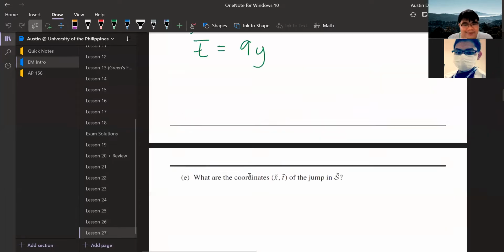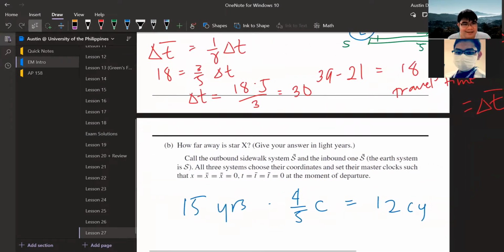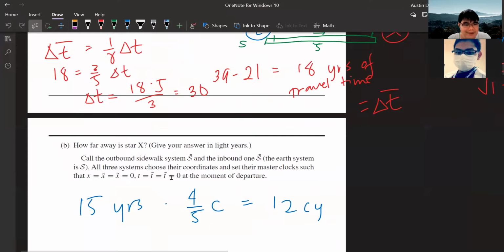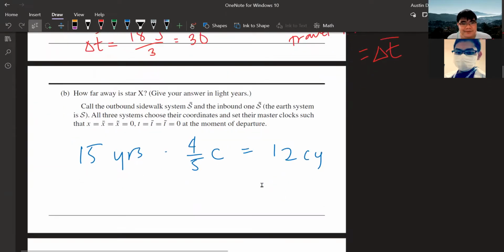Okay, may tanong tayo. Okay, how far away is star X? Bakit natin ginamit yung reference point ni lalaki, di ba? Ba't hindi na lang si ate girl? Wait lang. It would be very, very confusing for the girl to measure that distance. Alam mo bakit? Kasi gumagalaw siya.